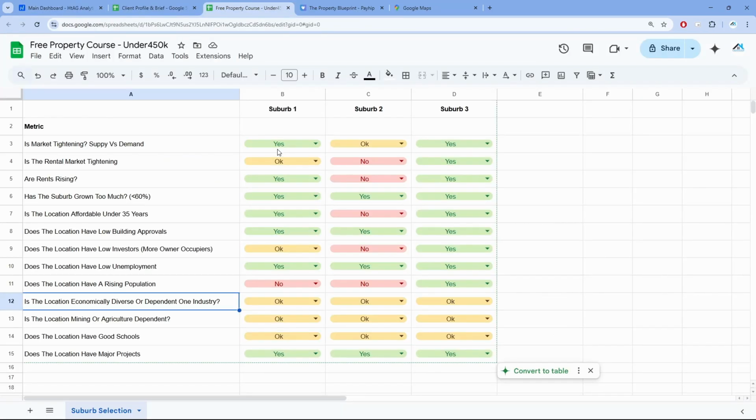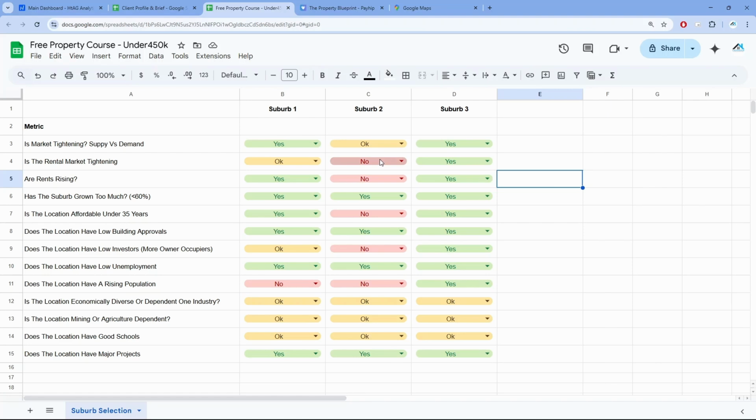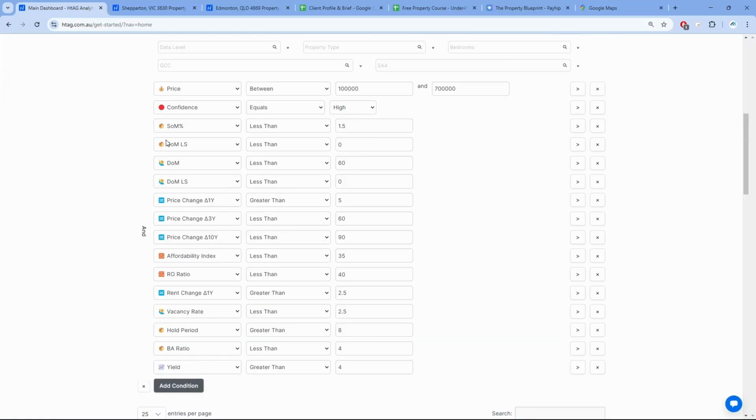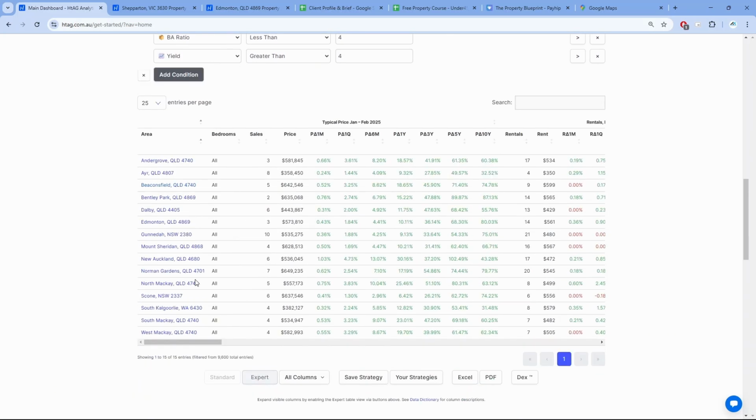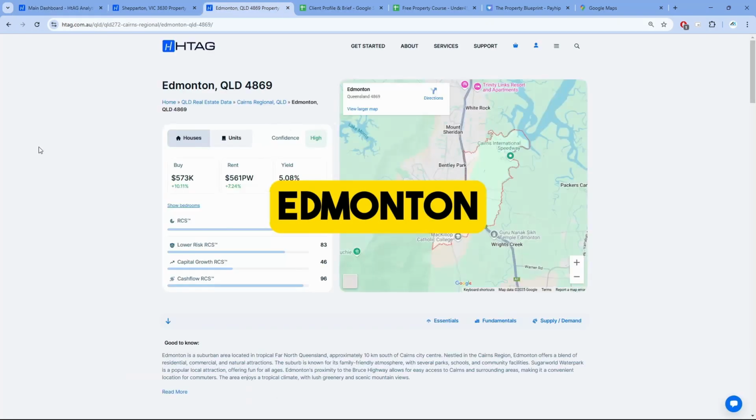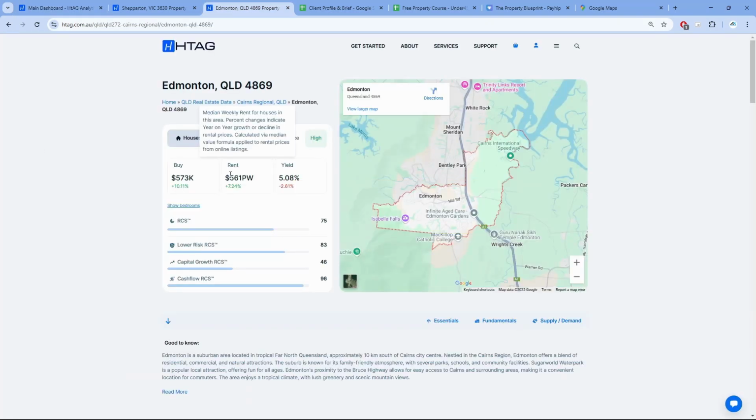And there are a couple of things that I want to be looking for when investing into a location. Now, for example, after I put in all these metrics as seen in my previous video with supply and demand metrics, price growth, rent change, vacancy, and more, you'll filter out with a list of suburbs. And one of those suburbs is Edmonton, for example. And when we look at Edmonton, we can start to do our deeper analysis.